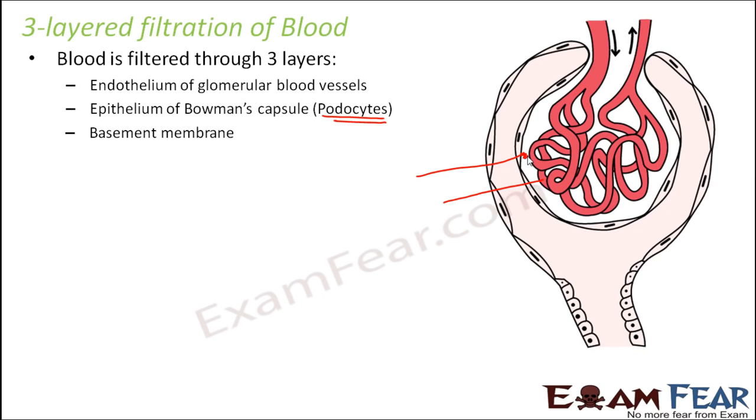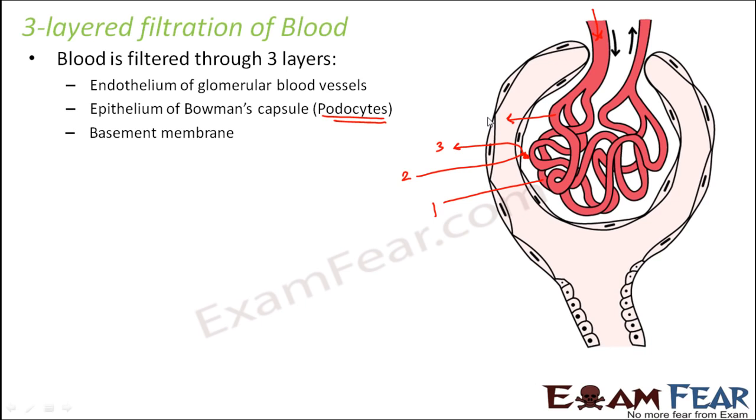That is the layer in between these 2 layers, in between the endothelium and the epithelium. That is called the basement membrane. So this is layer 1, this is layer 2, and this one is layer 3. So these 3 layers need to be crossed. That means the blood enters from the afferent arteriole here, and then the blood crosses all these and enters into the Bowman's capsule. So what forces this movement of blood?